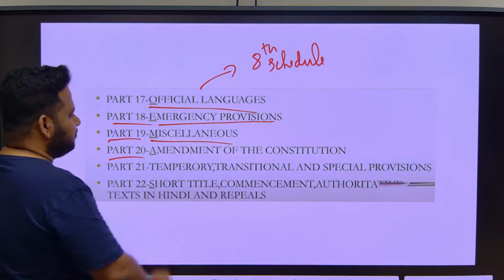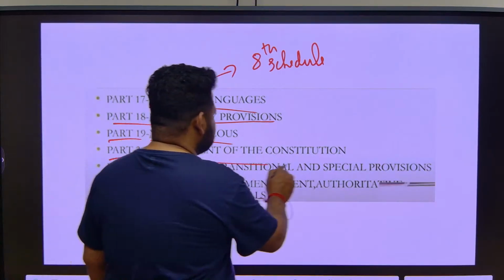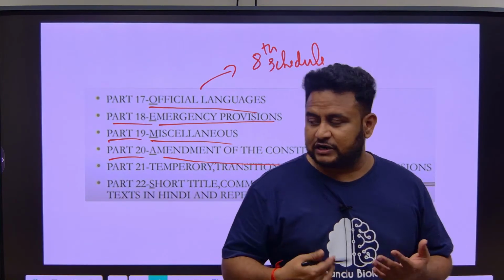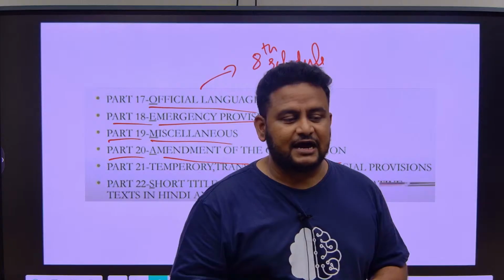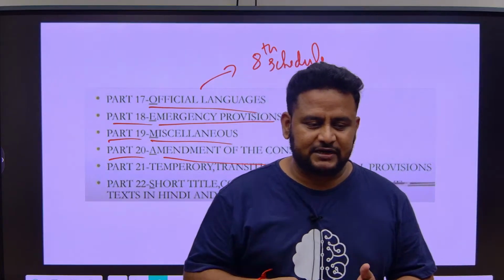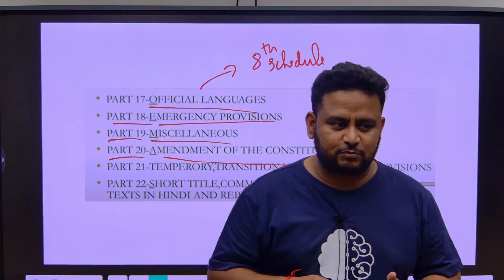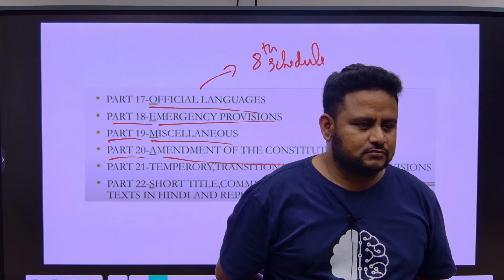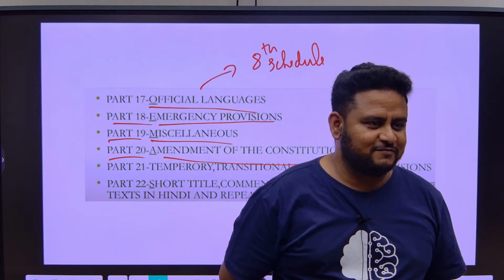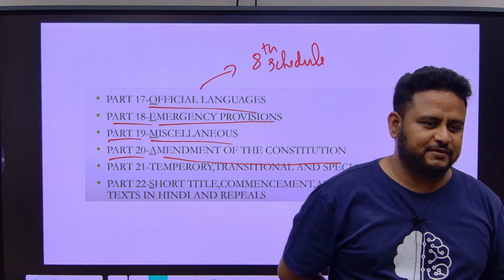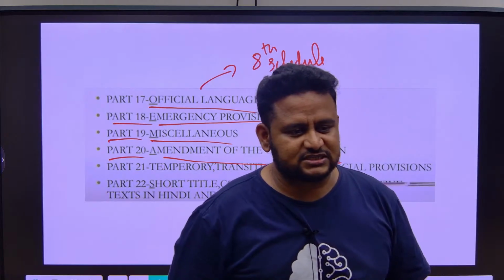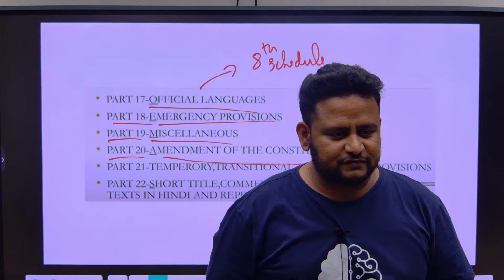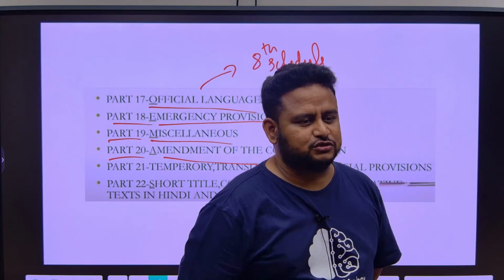Part 20 is talking about amendment of the constitution: how the constitution should be amended, and what procedure should be followed. For example, Article 368 talks about amendment of the constitution. Which constitution did we borrow it from? It is the South African constitution that we borrowed.